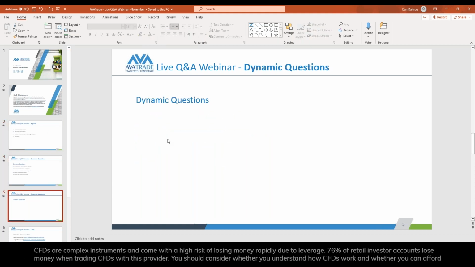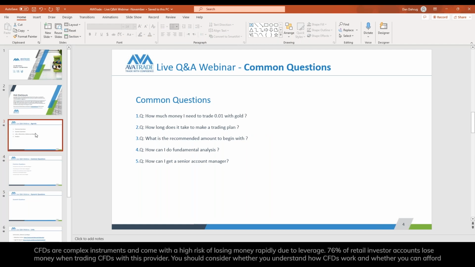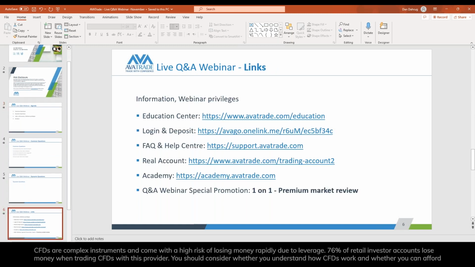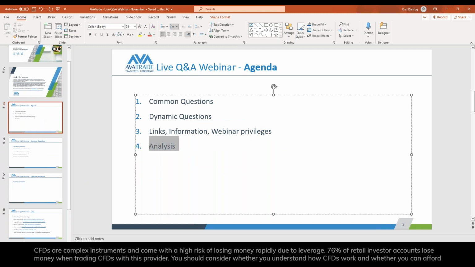Which I'll paste here, okay? And then on the third part, links, information, and webinar privileges, which is this layer over here. And then lastly, analysis, okay? This is, guys, only if we will not cover analysis along the way. If we do so, it would make sense not to waste time on analysis and answer other questions instead.